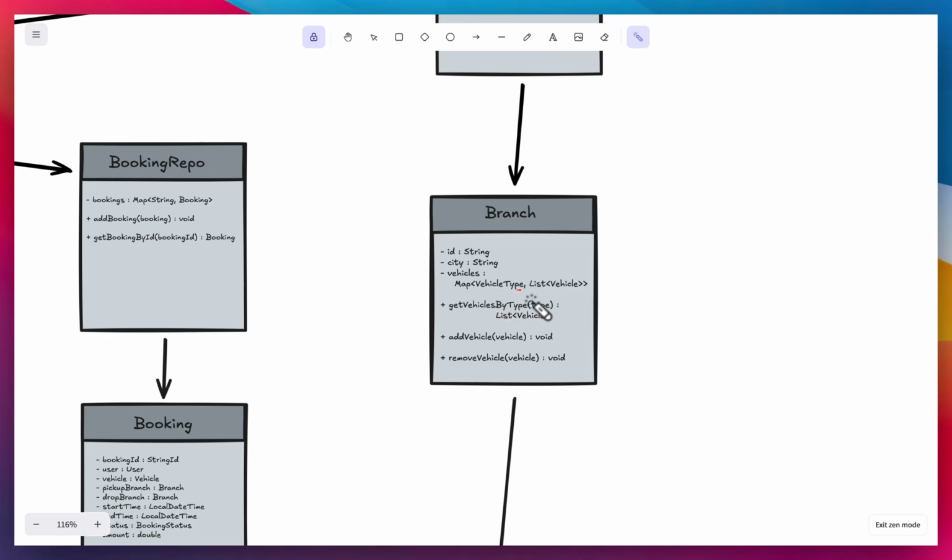The key of this hash map is the type of the vehicle, and the value is the actual object of that type. For example, if I just want to get the bikes present in this branch, I will just query the map and say give me all the vehicles which are of type bike, so I can directly get the list of bikes. Now instead of using this hash map, you can use an enum map as well, because here the key is the enum. And we also have the CRUD functions in order to store the vehicles, fetch the vehicles, or remove the vehicles from this hash map.